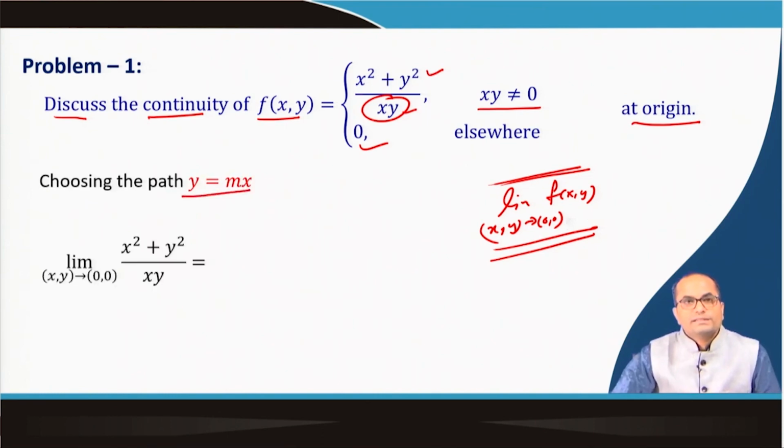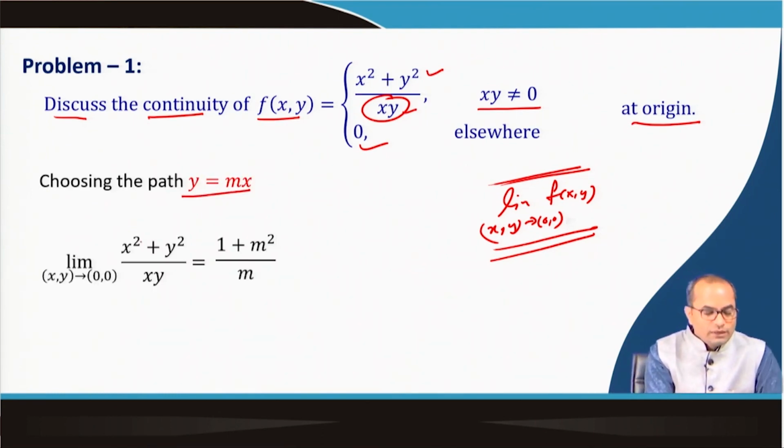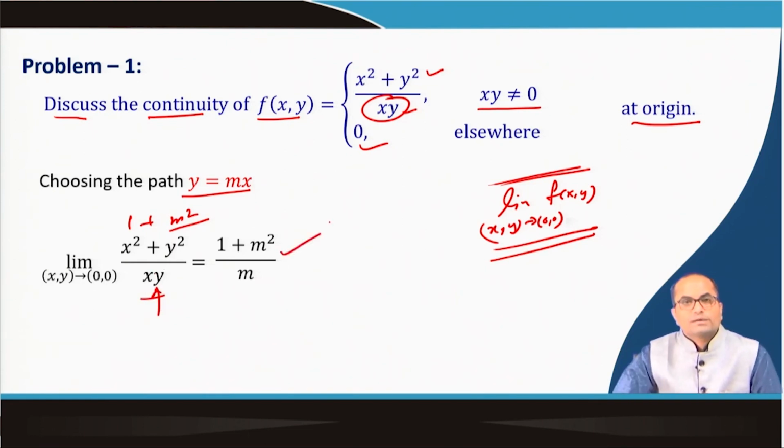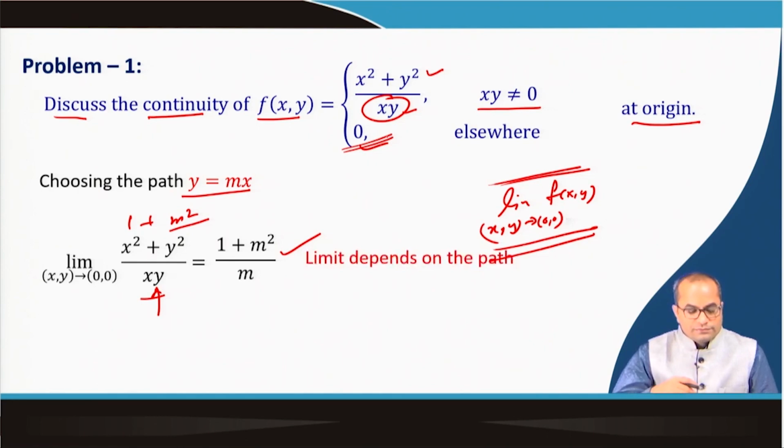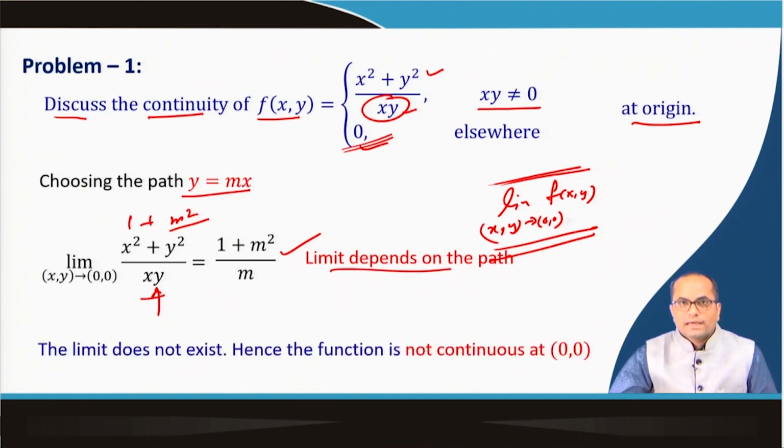If we take the path y = mx, this limit will be 1 plus m² x², so m², and then here also you have m because of this y. After substituting y = mx, we will get (1 + m²)/m. That means this limit depends on the path. So, there is a case of non-existence of the limit, and hence the function is not continuous. That is the conclusion in this case, because the limit depends on the path, and hence the function is not continuous at (0,0).